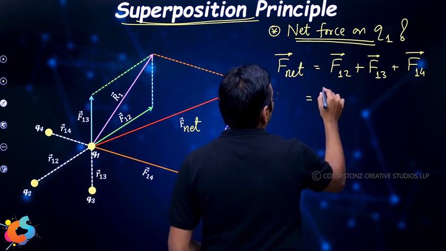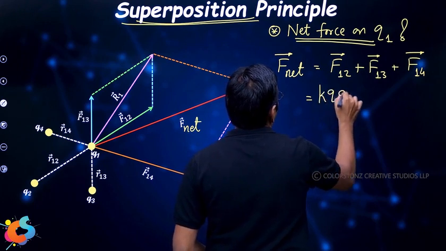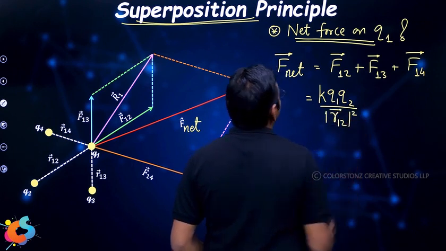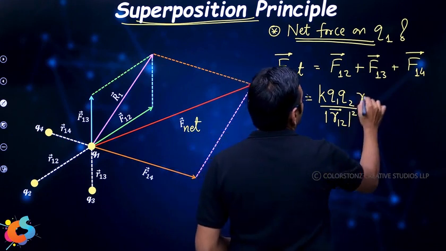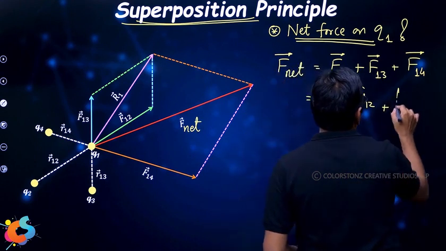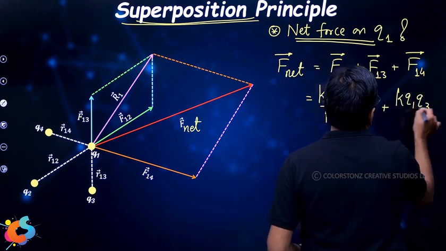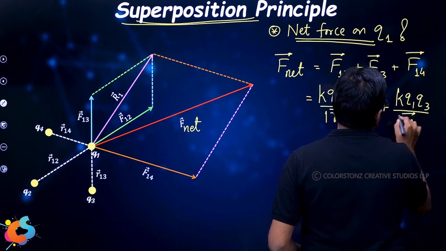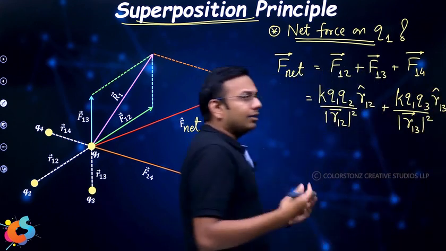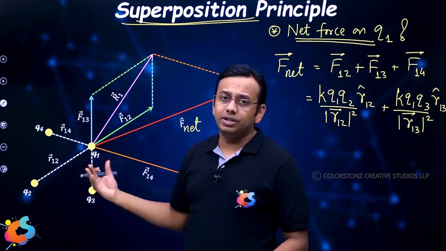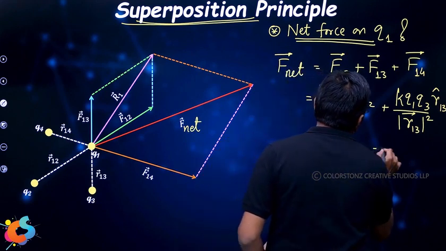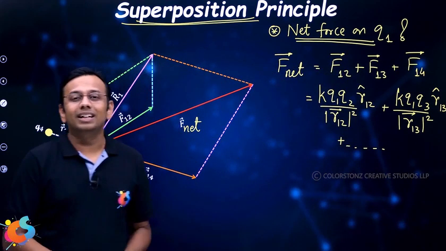So therefore, F12 is nothing but K Q1 Q2 by R12 square. So I'll put R12 vector and magnitude of it square. Direction we know it is R12 cap. Similarly, then we have to write F13, which is K Q1 Q3 upon mod R13 square, and direction is R13 cap. In fact, this way, even if I have n number of charges, not just 3, 4, 5, 10, 100, any number of charges, we can simply continue this pattern, keep on writing all the individual forces.